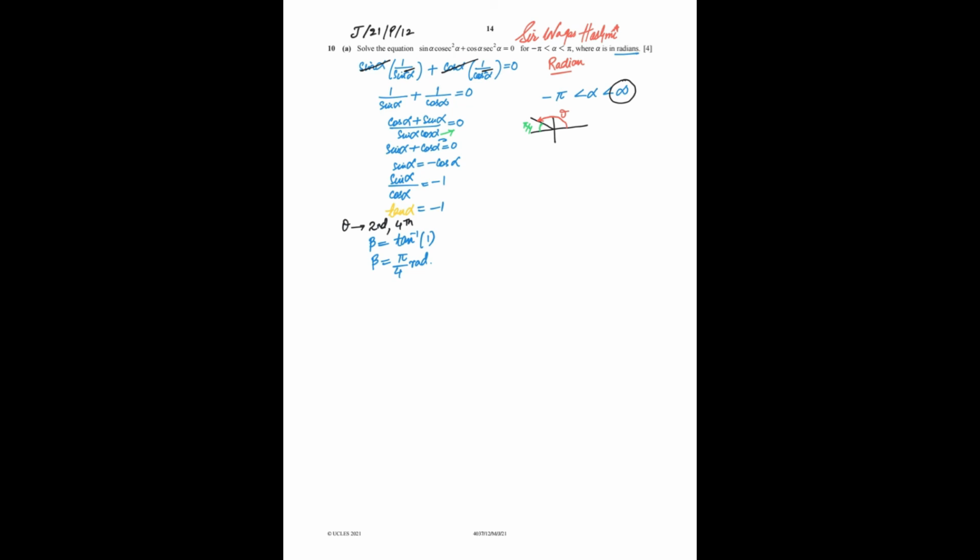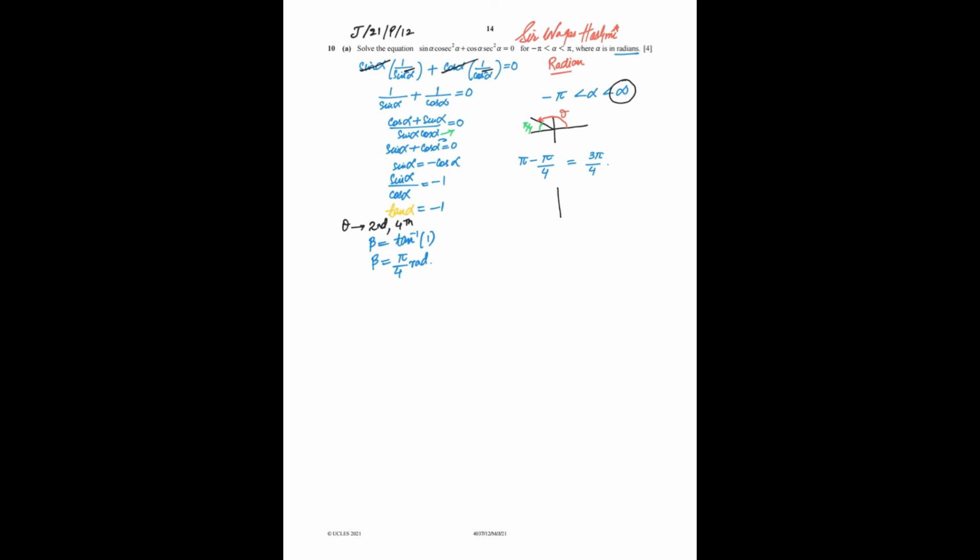So in terms of pi, 180 degrees is basically pi, right? So it will be pi minus pi over 4. When you take LCM, you will get 3 pi over 4. So that is your first value of your angle when we move in the positive direction, right?